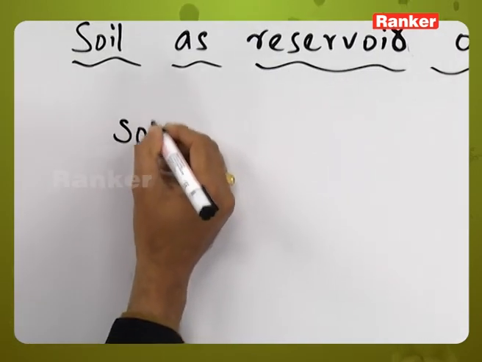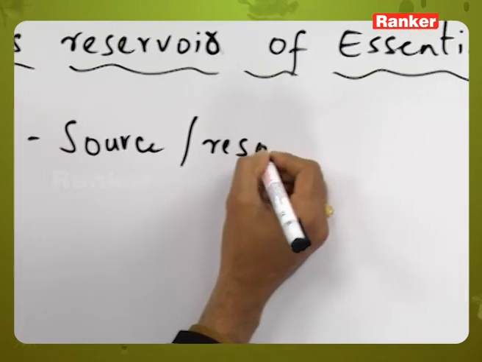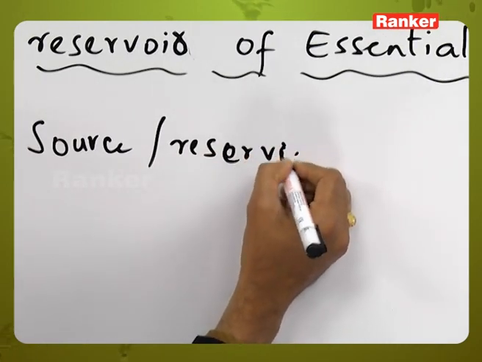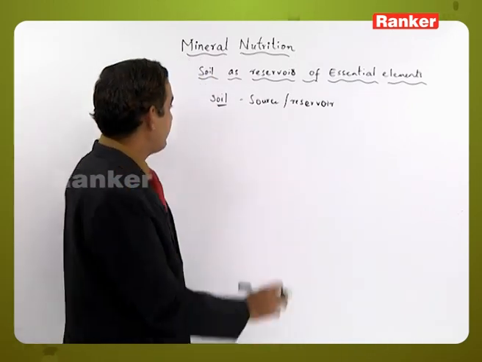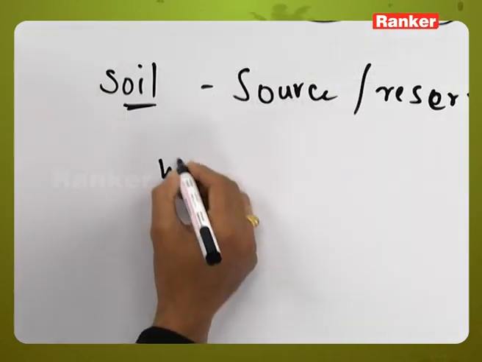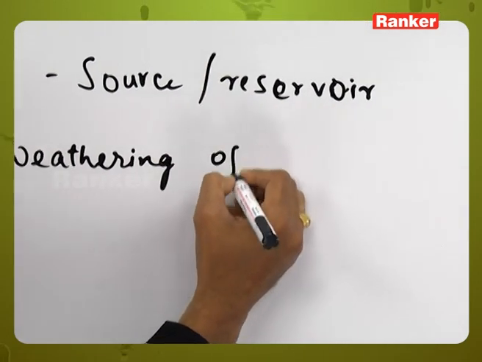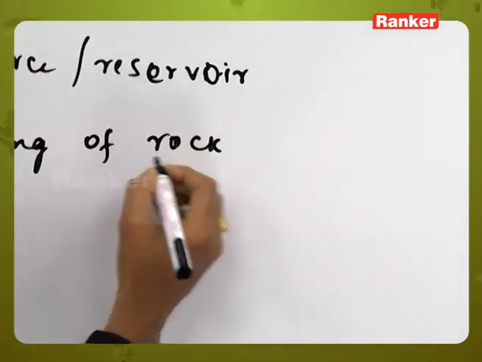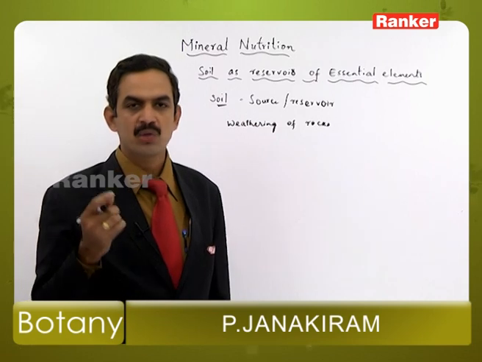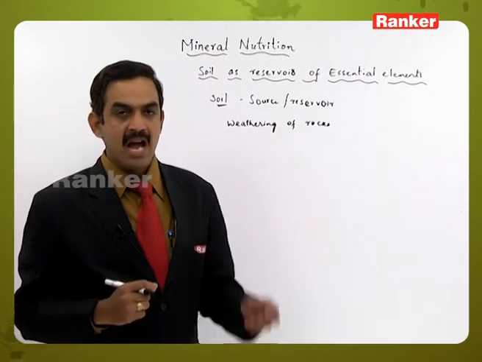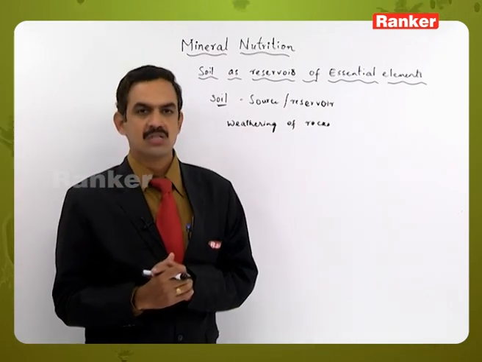So we can call soil a source or the reservoir of various types of elements or the inorganic salts which are required for growth and development of the plant body. And here the soil is formed from the rocks by a process called the weathering process. That means the large rocks will be gradually disintegrated into smaller particles called soil particles, and these soil particles will contain the mineral nutrients or inorganic ions or the salts.